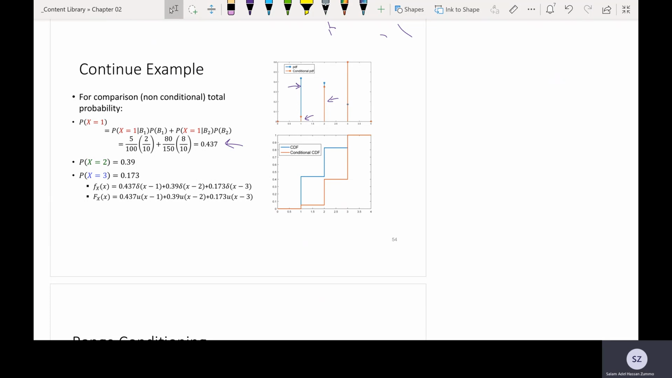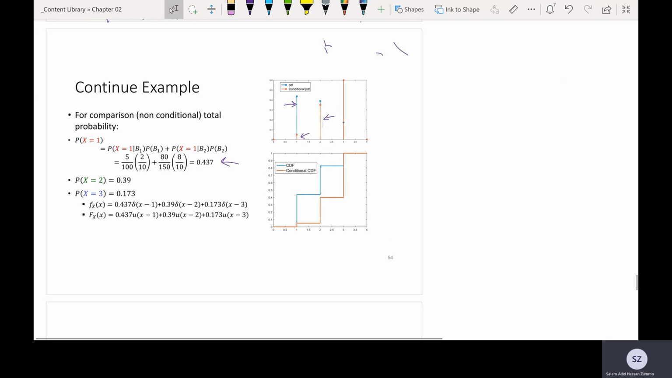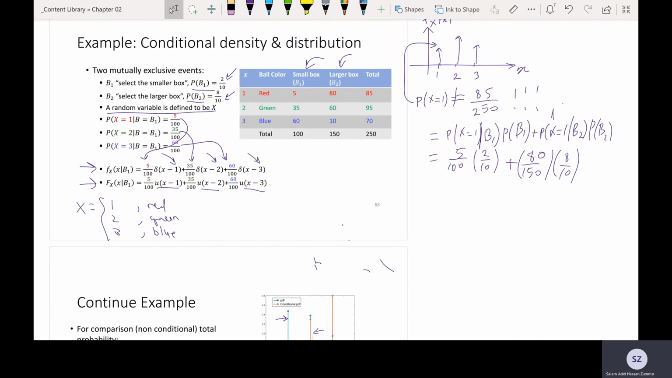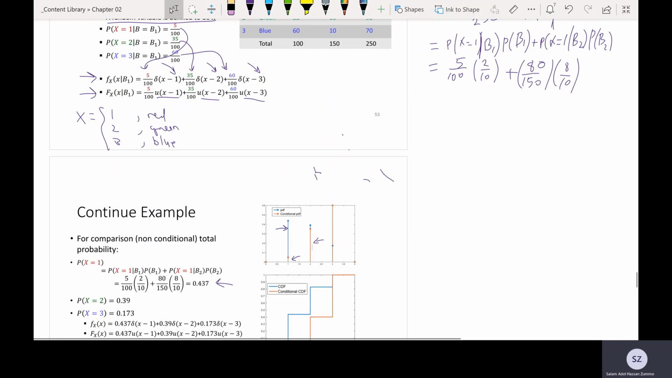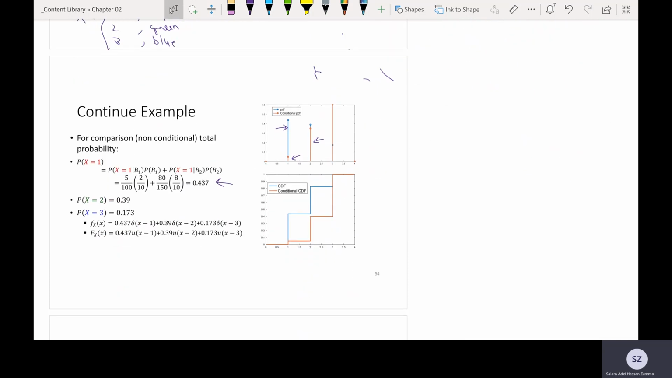What do you think about this? Why does the conditional PDF look totally different from the original PDF? You have some space. Now, given B1, you can see that the number of reds in B1, which gives you X equal 1, is very small. While if you look at the total, and given that selecting B2 has a larger probability of 8 over 10, see how the probability of X equal 1 changed from 0.05 to what?